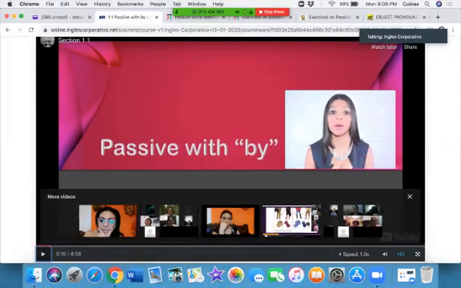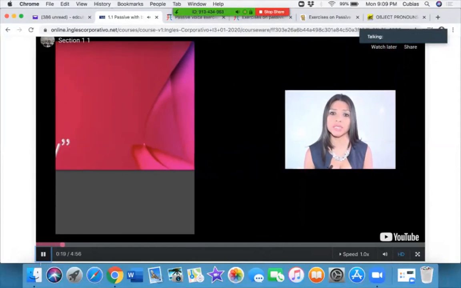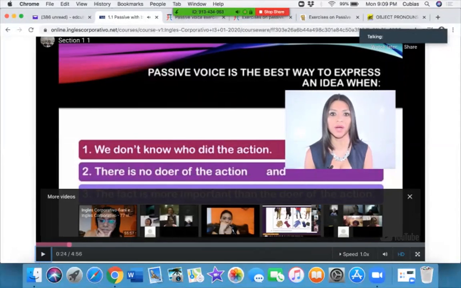Well, the other idea is that the important thing is not who does the action. The important thing is what happens. What is the action? What is the activity? Not the name of the person and not who did the action. That's when we use the passive. So we can see we have three ways that we use it.